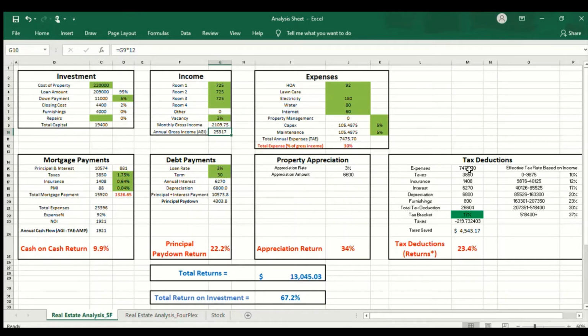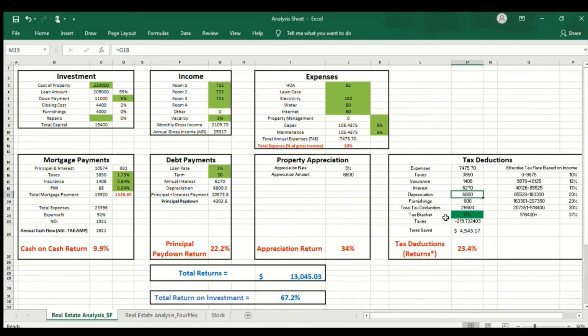You can deduct all of the expenses paid to maintain the property. Basically, all operational costs required to keep the investment working can be deducted. Okay, you can deduct taxes, you can deduct insurance, you can deduct interest. Okay, depreciation. Now, this depreciation is almost like another phantom return, because you're not actually making this $6,800. You're not actually paying that amount.